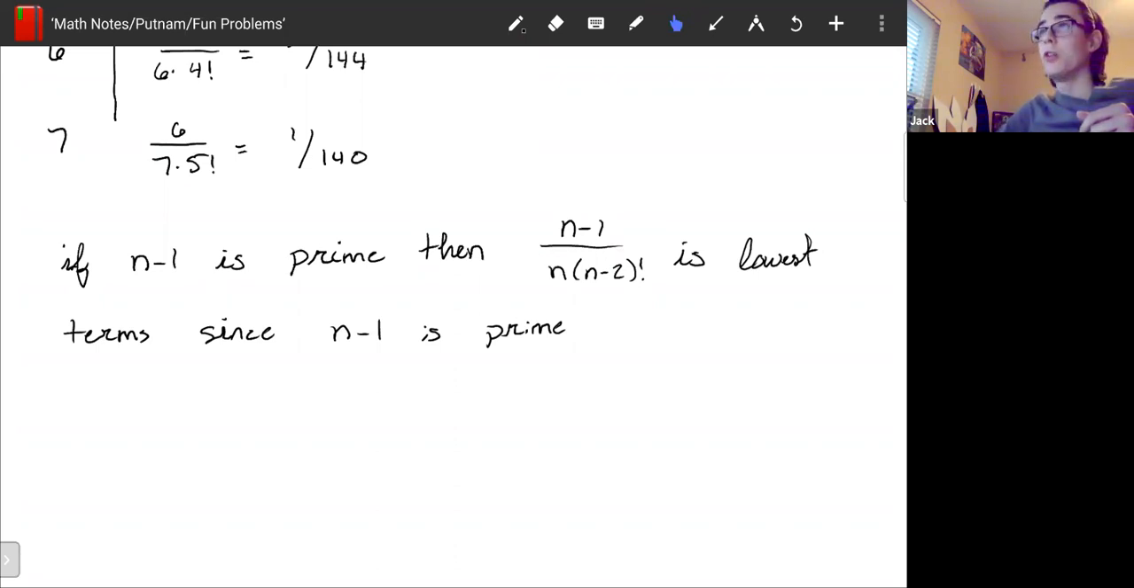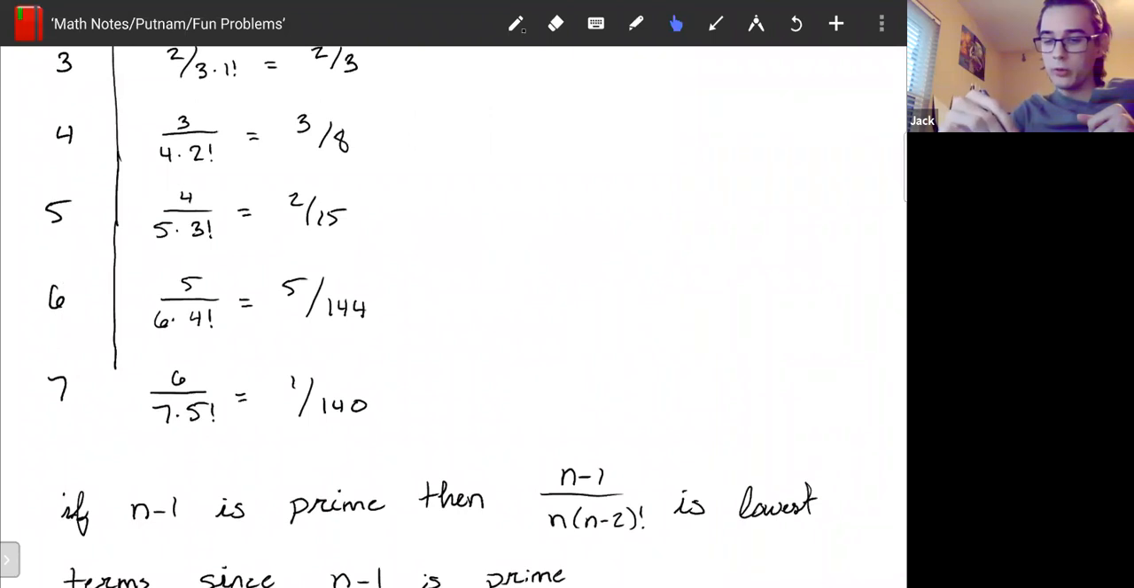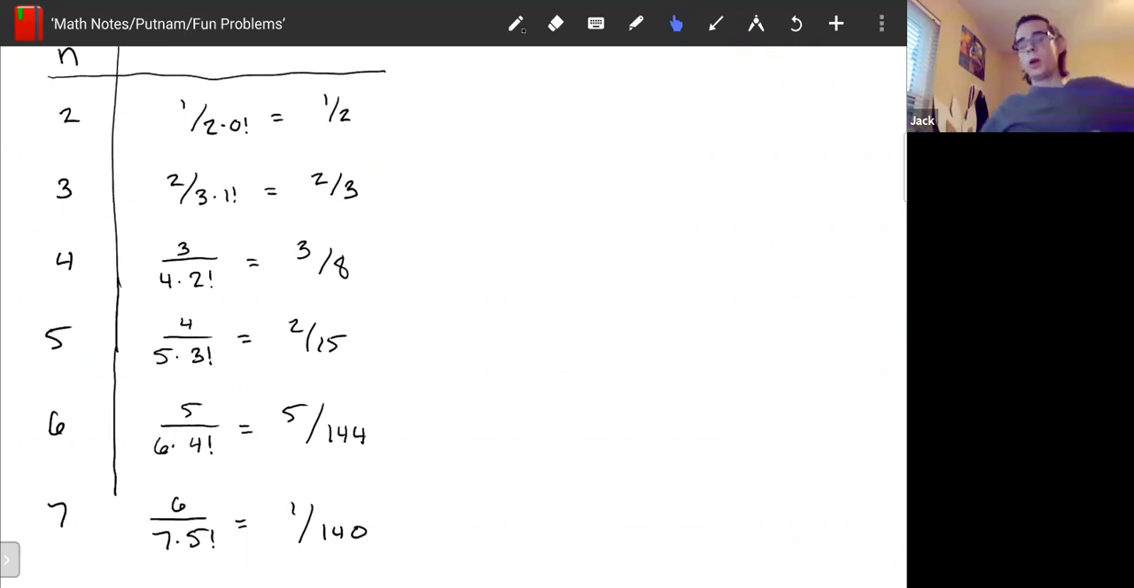So now we just need to do the case where n minus 1 is composite, right? So that means it's not prime. So all these other cases, for all of these n that are not 1 more than a prime number. And this case is a bit harder, right? But it's not too terribly difficult.